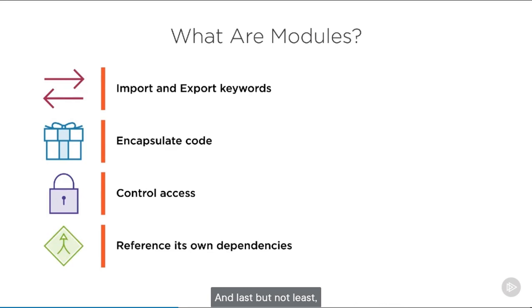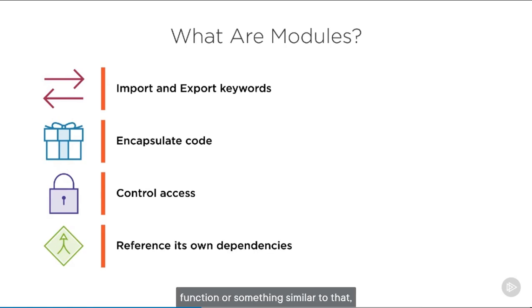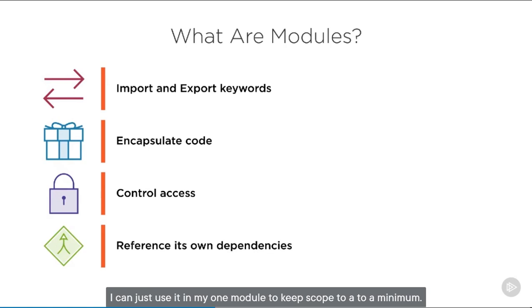And last but not least, we can reference our own dependencies internally. Now, what that means is that if a piece of code needs to reference a Lodash function or something similar to that, I don't have to import that globally into the whole application. I can just use it in my one module to keep scope to a minimum.